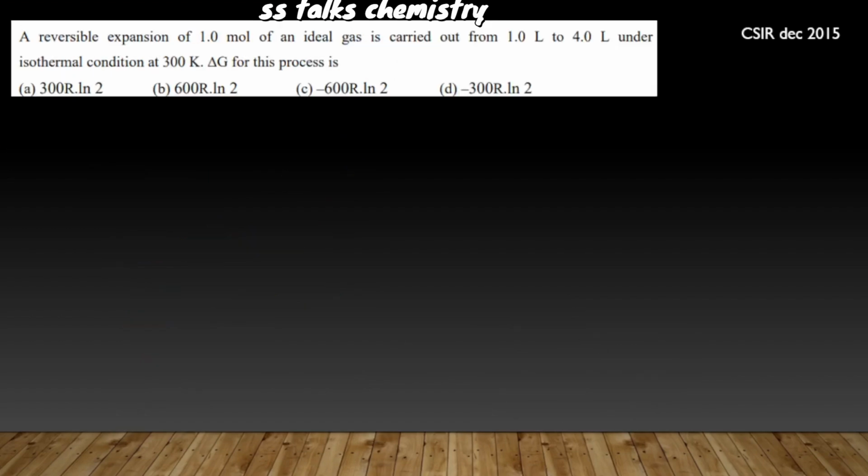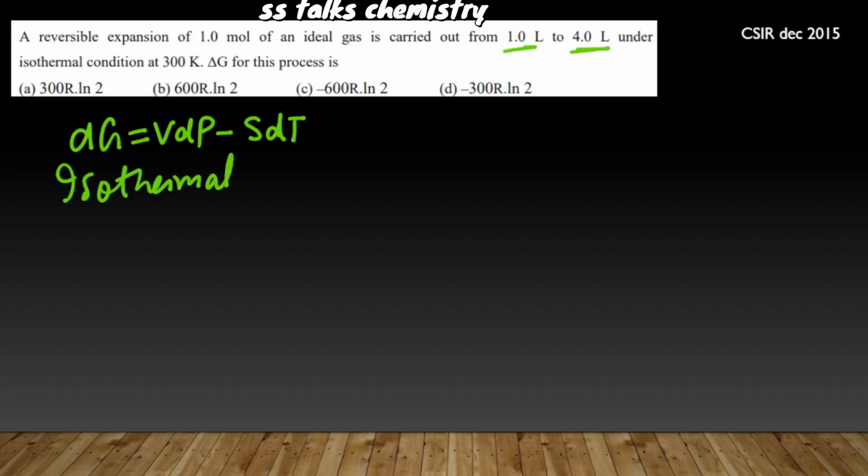Okay. Next, this question: a reversible expansion of 1 mole of an ideal gas is carried out from 1 liter to 4 liters under isothermal conditions at 300 kelvins. What is delta G for the process? Okay, so we know that dG is equal to VdP minus SdT. Now the condition is isothermal, which means dT is equal to 0. So we can say that dG is equal to VdP, right?